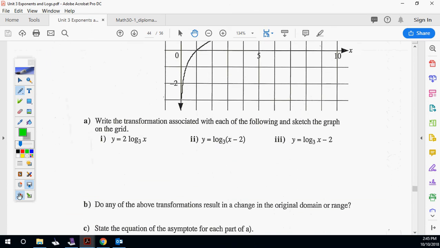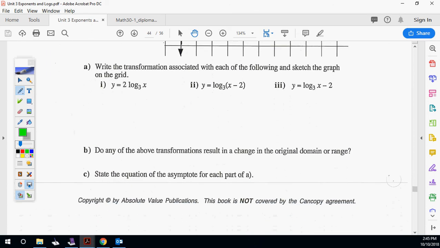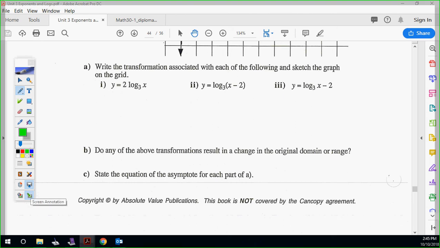So then we come down here, okay, without having to do that in your calculator, you guys should know what this is going to be. 2 log base 3 of x. Vertical stretch of 2. What's this going to be? Right 2. What's this going to be? Down 2. That's it, right? Okay, and then let's just answer B and C, and then we'll get out of here.